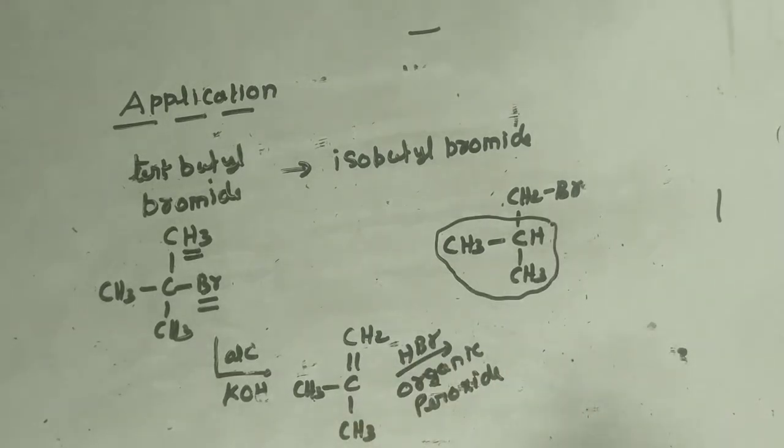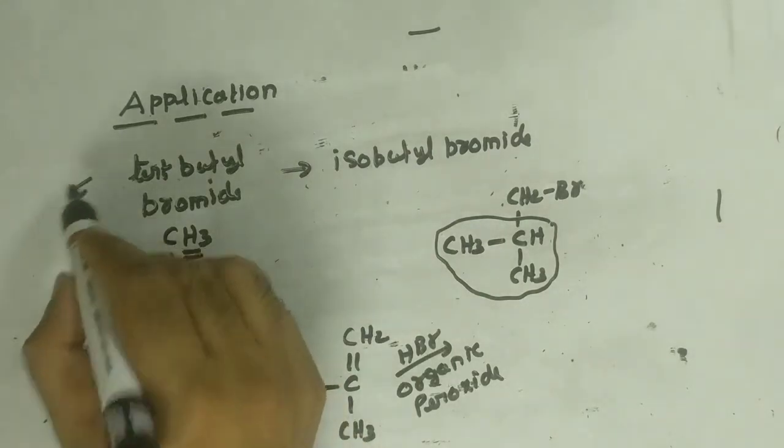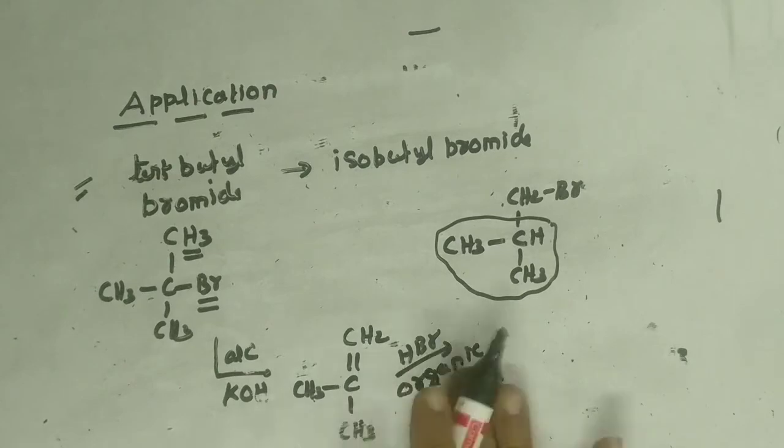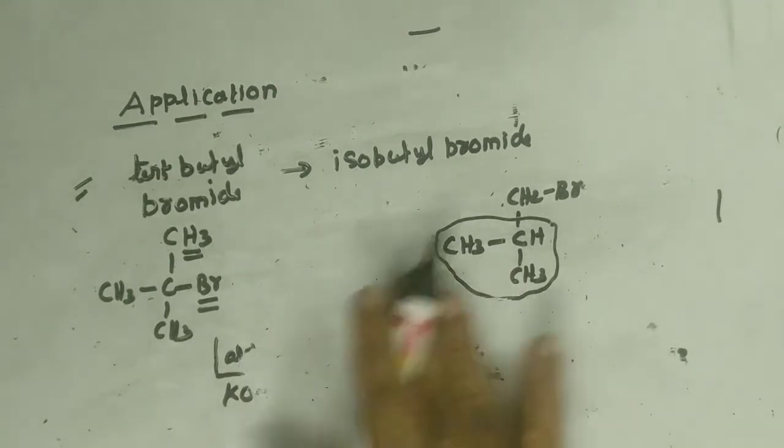This is a really very interesting question. The main thing in this question is to draw the structure and see by looking at the structure what manipulation we have to do in this conversion. This is an important conversion. You should try it later on after the class is over. Try to do it yourself without looking at the solution. So this is tertiary butyl bromide into isobutyl bromide. This was the first application of dehydrohalogenation reaction, that we can change the position of the halogen.